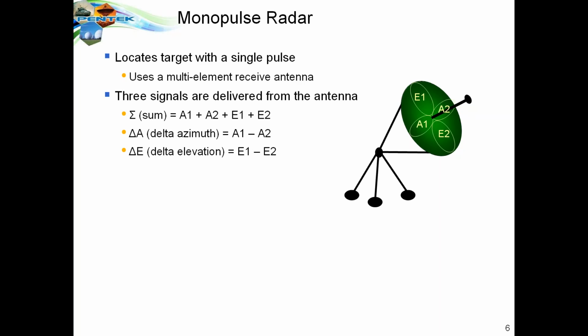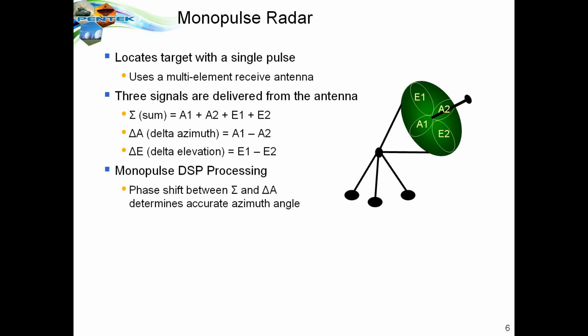The first is the sigma, or sum signal, that is the summation of all of the four different patches. The second is the delta A, which is the delta azimuth, which subtracts A1 minus A2 in signal. And the delta E is the delta elevation, which is E1 minus E2. Those three signals go down to a signal processing engine that calculates the phase shift between the main sigma or sum signal and the delta A signal.